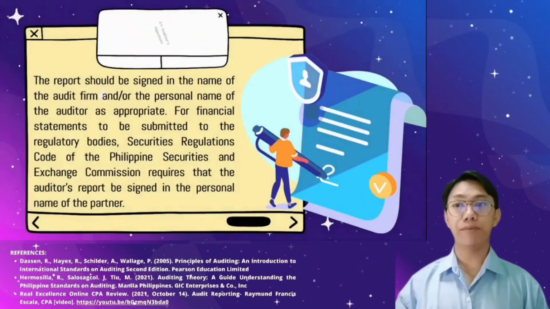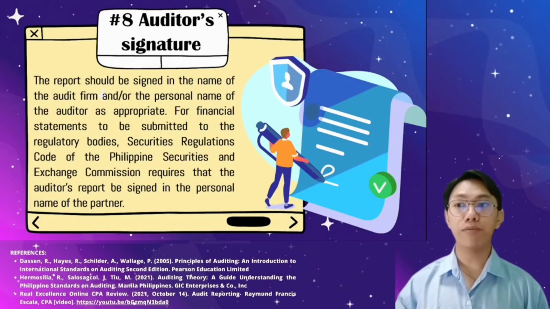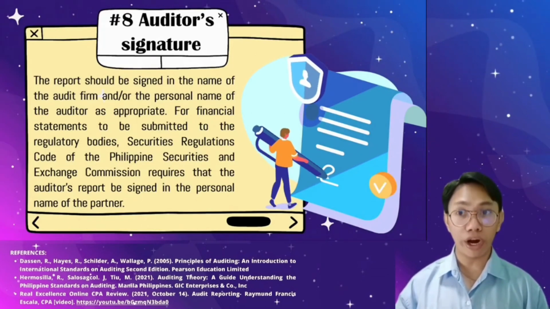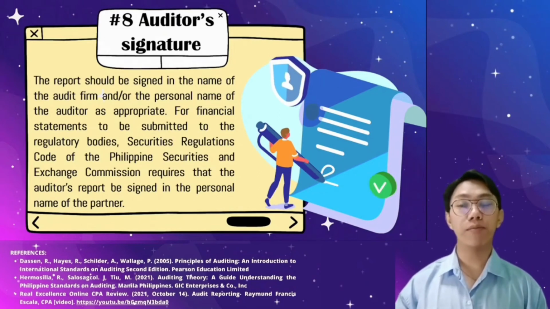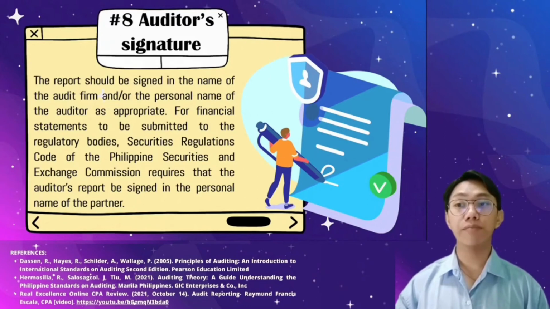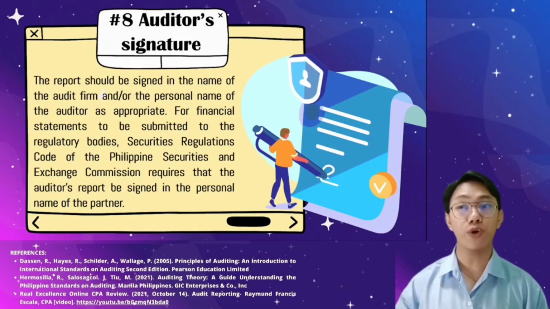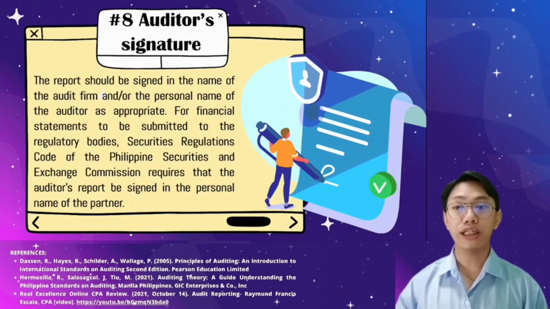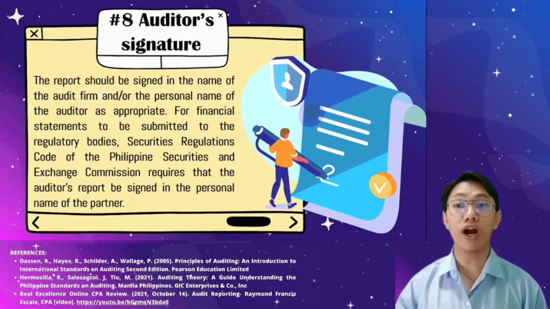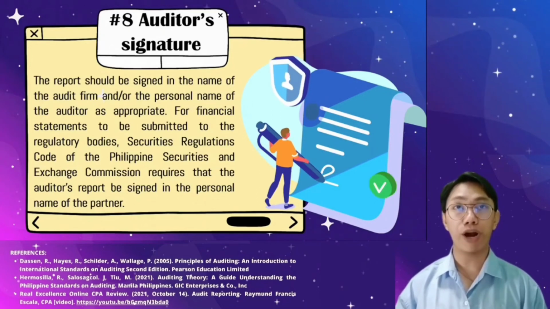So, for the eighth element is the auditor's signature. The report should be signed in the name of the audit firm and or the personal name of the auditor as appropriate. For financial statements to be submitted to the regulatory body, Securities Regulations Code of the Philippine Securities and Exchange Commission requires that the auditor's report be signed in the personal name of the partner.